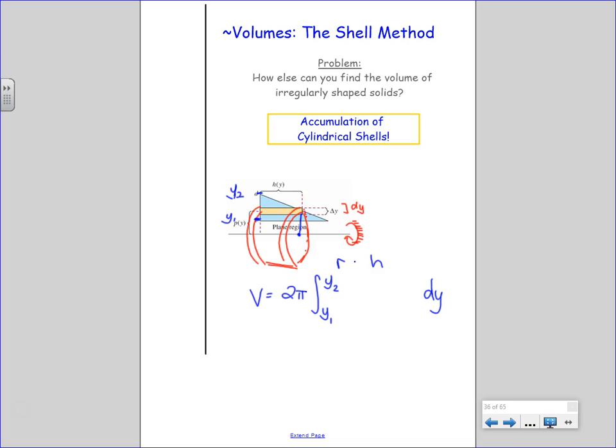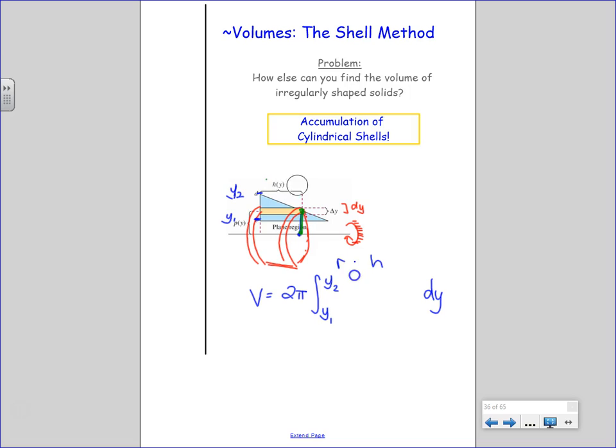Now, looking at this representative cylindrical shell, what's R? Is that determined by the function? What's R and what's H? This one? The y value. R is based off the y value of the... Oh, no, that's not the function.